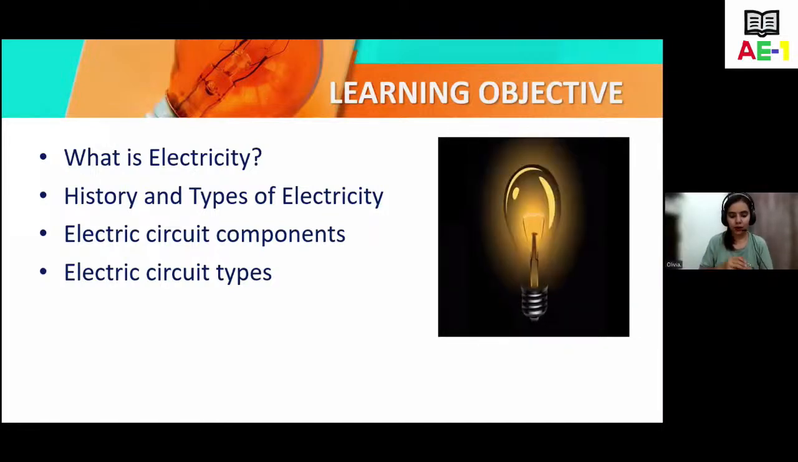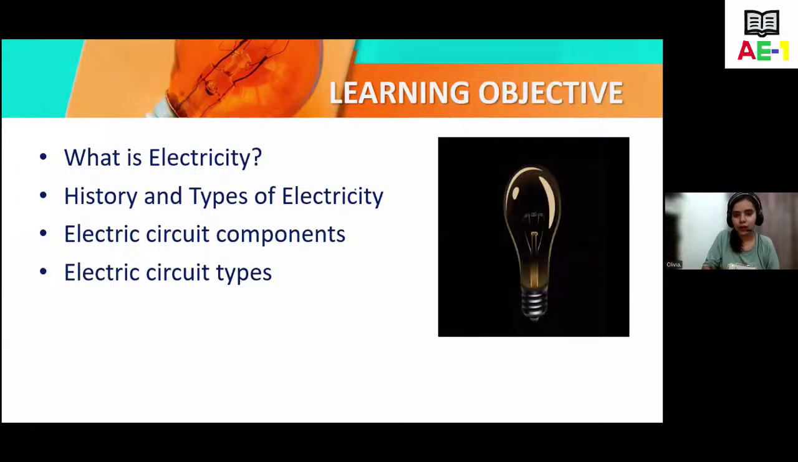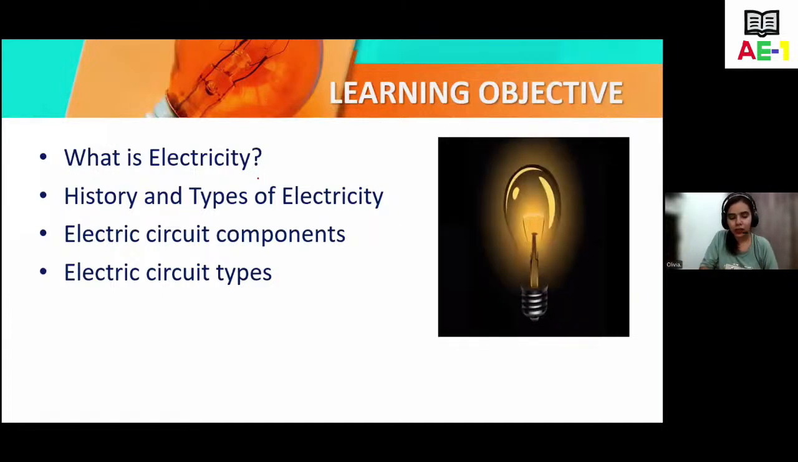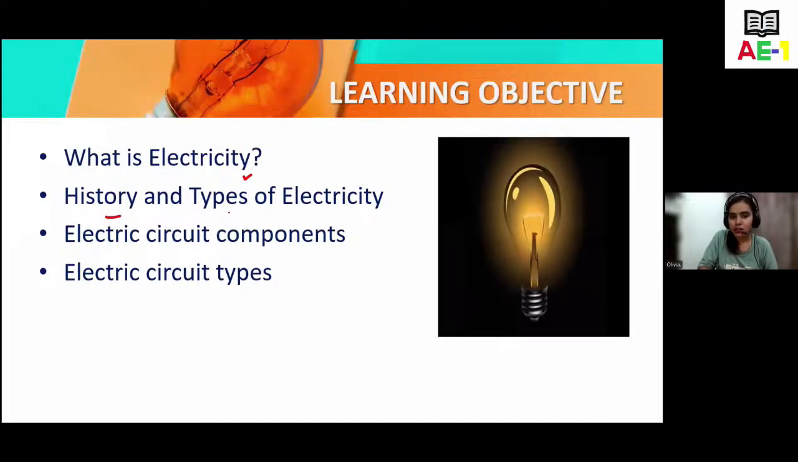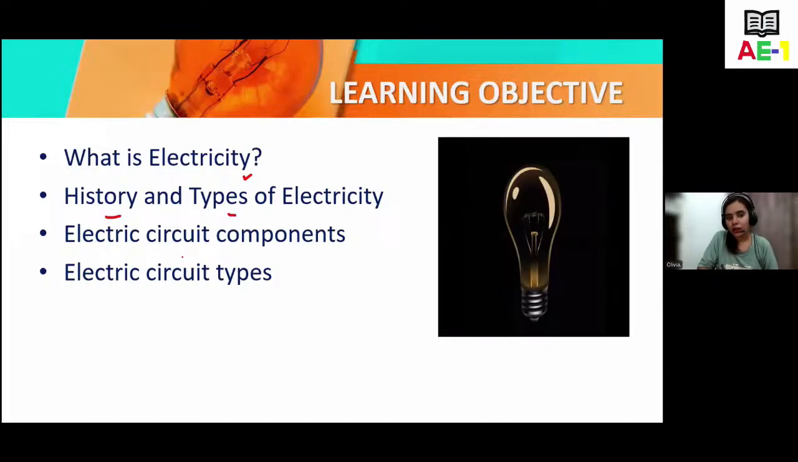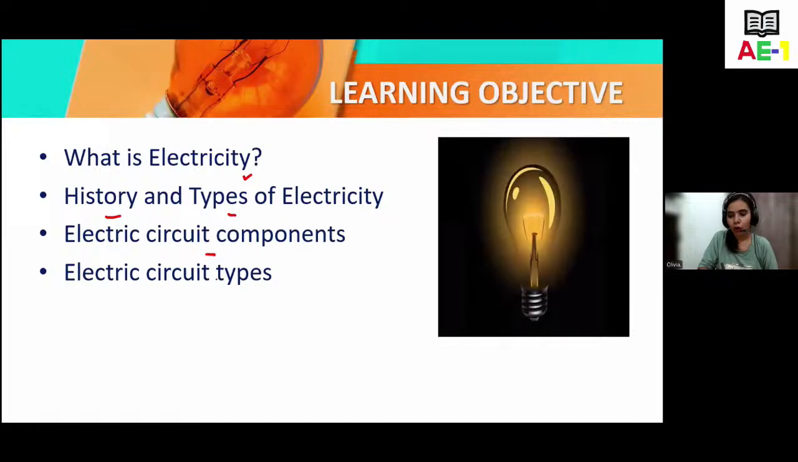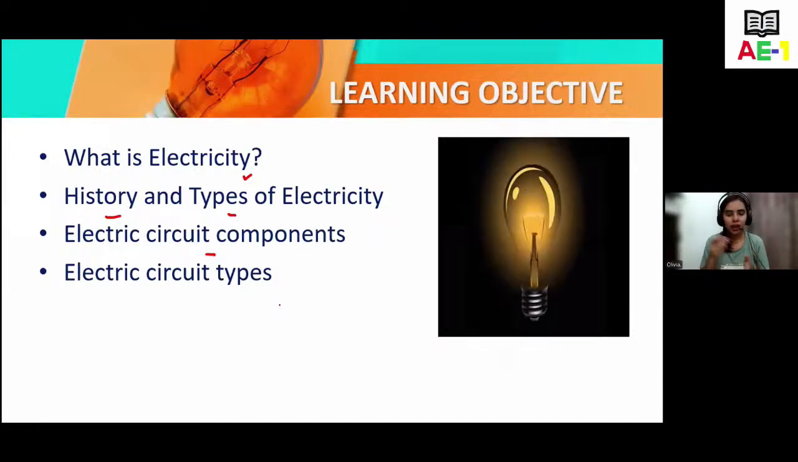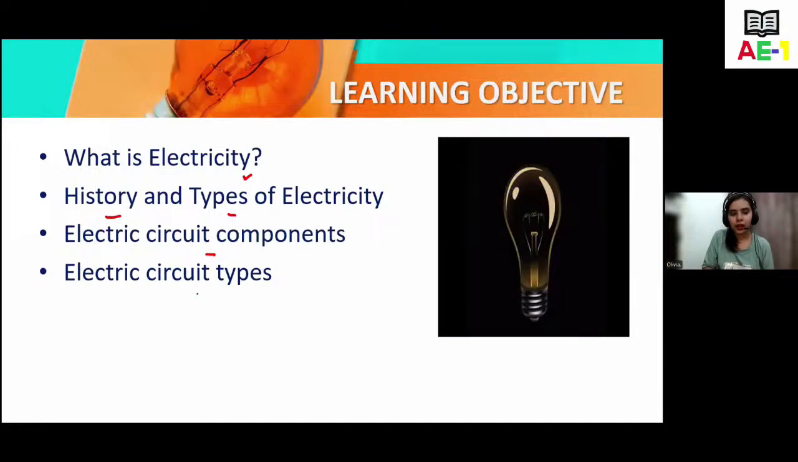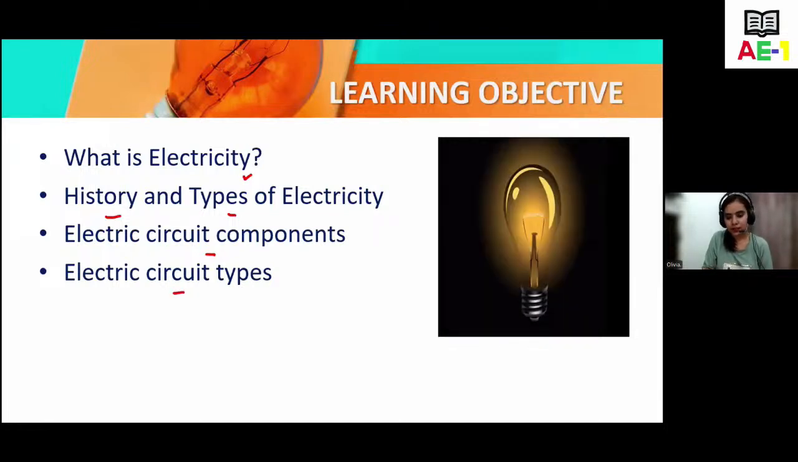In this topic, our learning objectives are going to be what exactly electricity is, what's the history and the types of electricity, and what are the electrical circuit components we all see, what their importance is, what they actually are, their function, and what are the electric circuit types. Okay?